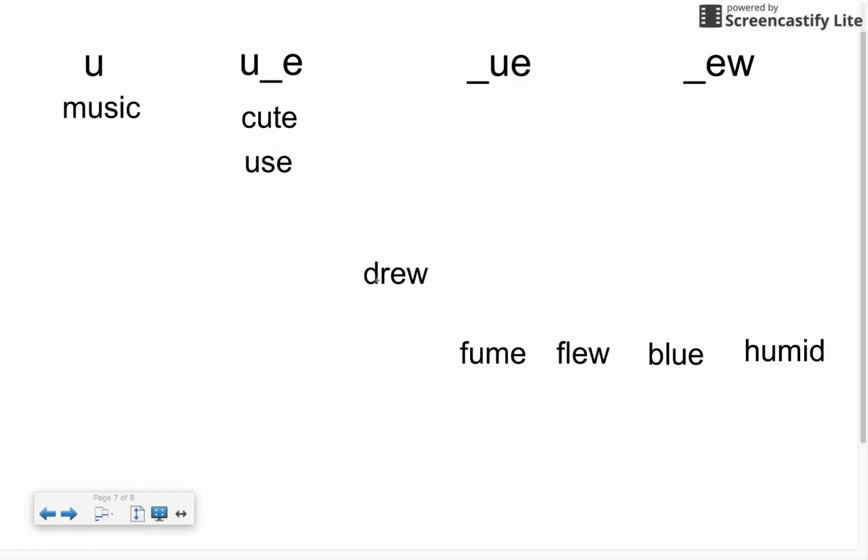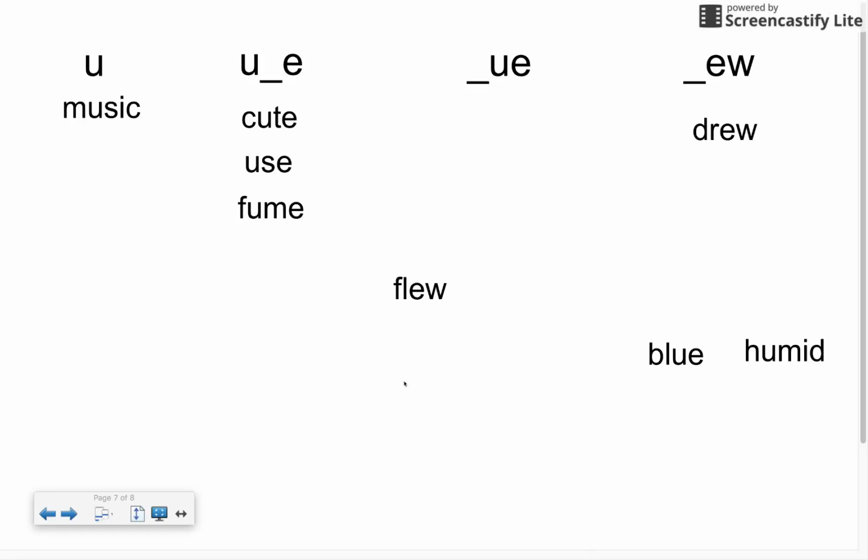Now we have drew, like I drew on a piece of paper. Oh, we have drew. Here we have EW. Maybe can you see where EW would go? How about you try to touch the screen on this next one? Fume. Oh, where do you think fume is going to go? It has a U and an E. Is it going to go in U consonant E or is it going to go in consonant UE? Yeah, it's going to go in U consonant E, fume, because it's a vowel, consonant, vowel word.